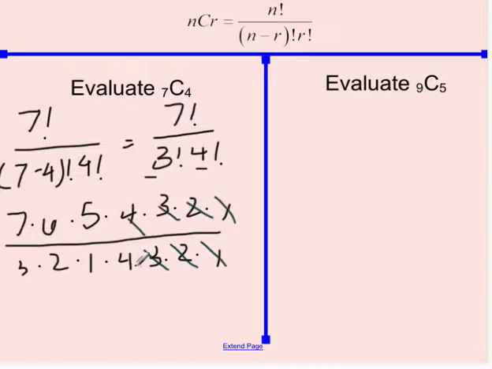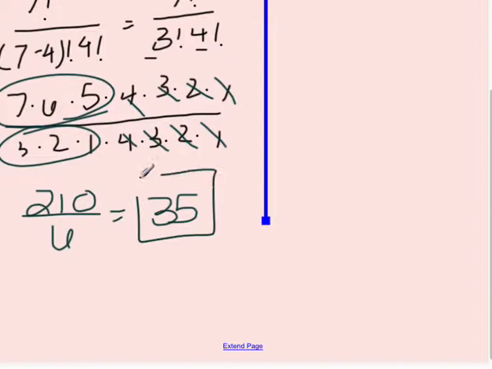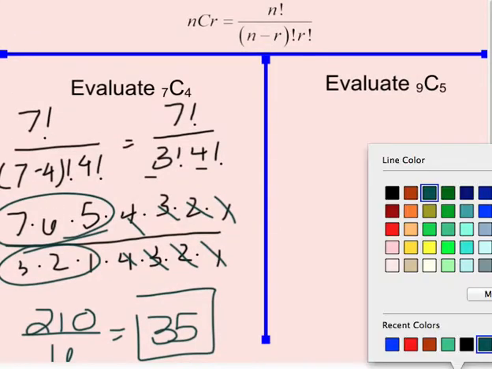So now we're going to simplify the tops. We have 7 times 6 times 5. That's going to give us 210. Then we have divided by 3 times 2 times 1. That gives us 6. 210 divided by 6 is going to give us 35 for number 5. Next, let's take a look at number 9.